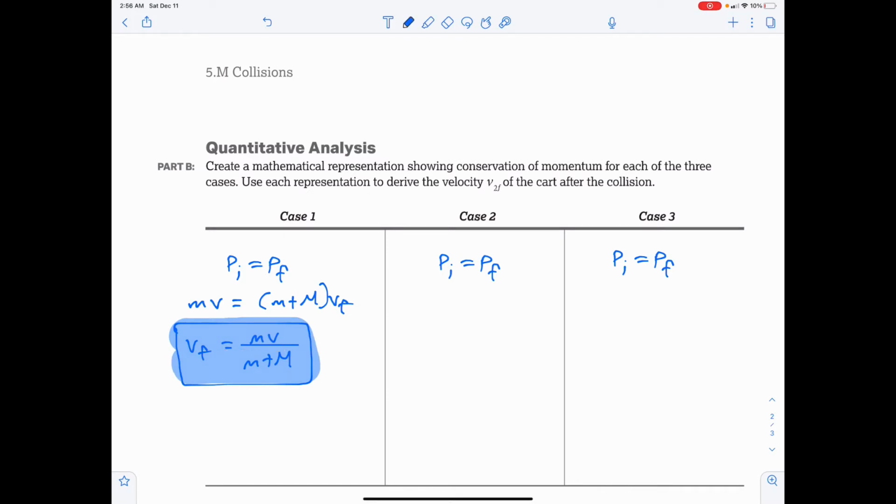Now in case 2, the momentum of the dart is the only thing moving beforehand. Afterwards, the dart, mv1 final, moves with negative velocity backwards, and the cart, big Mv2 final, moves forward. So if I solve for Mv2 final, I have to add this to the other side and then divide by big M. And I get v2 final of the cart is equal to initial velocity of the dart plus the final velocity of the dart divided by the mass of the cart.